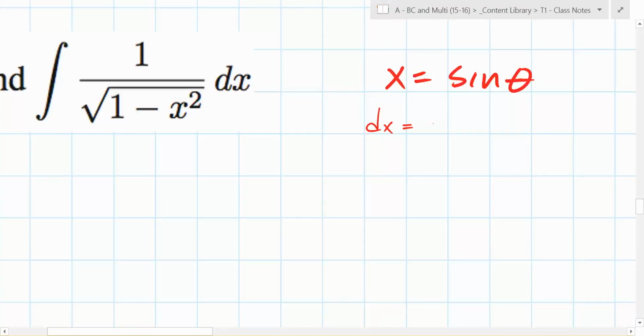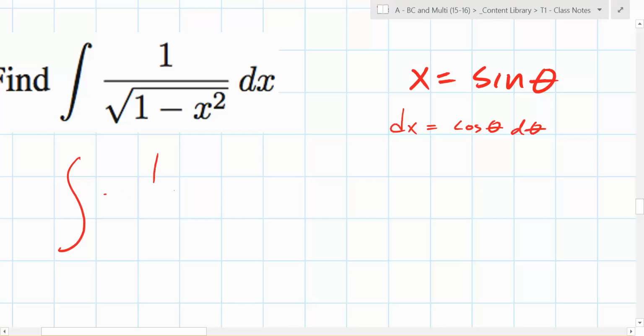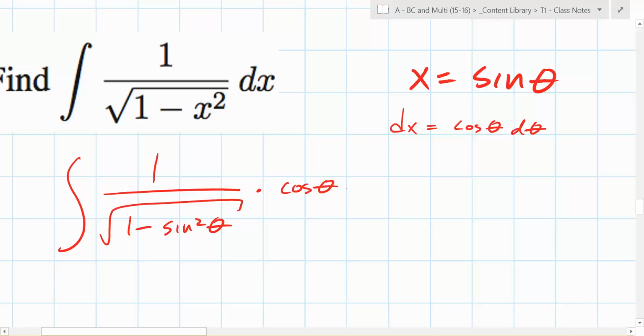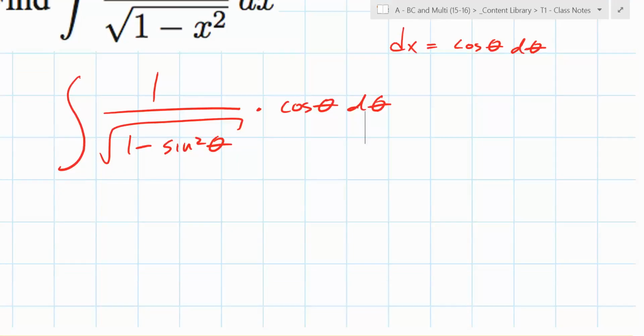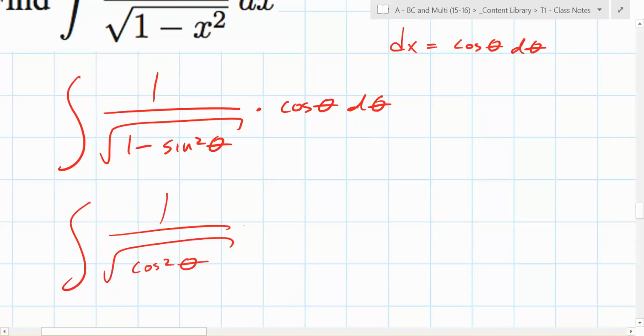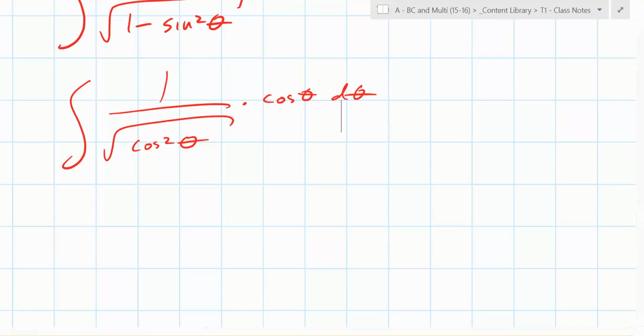Yeah, dx is equal to what? Cosine theta d theta. So when we plug this in, we end up with 1 over the square root of 1 minus sine squared theta, but instead of dx, what do we write? Cosine theta d theta, right? Well, what's 1 minus sine squared? So we end up with the square root of cosine squared theta times cosine theta d theta. What's the square root of cosine squared? That's kind of nice. So we end up with the integral of d theta, right?